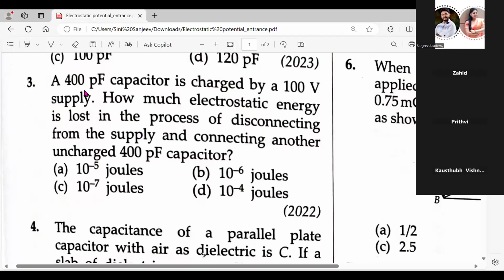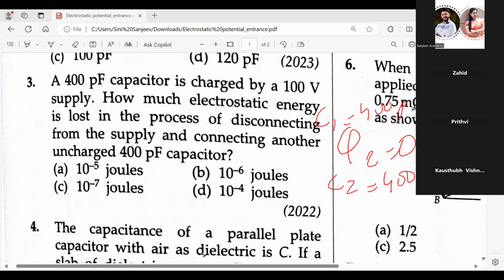So in the question, we are asked how much electrical energy is lost in the process of disconnecting from the supply and connecting another uncharged 400 pF capacitor. In the sense, for the second capacitor the charge Q2 is 0. C2 is 400 picofarad, and C1 is also 400 picofarad. But the charge for the secondary is 0.